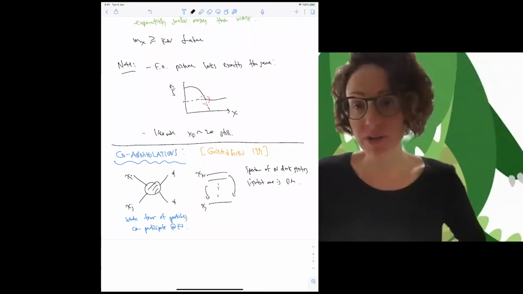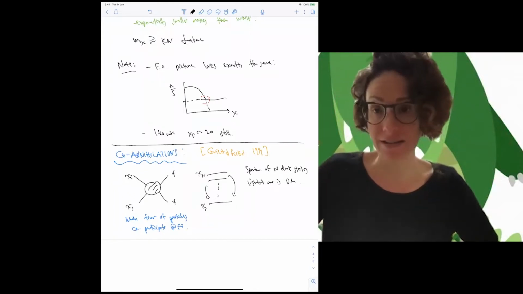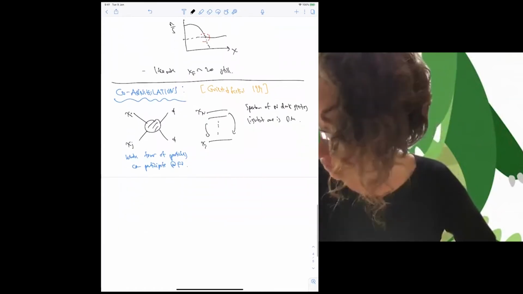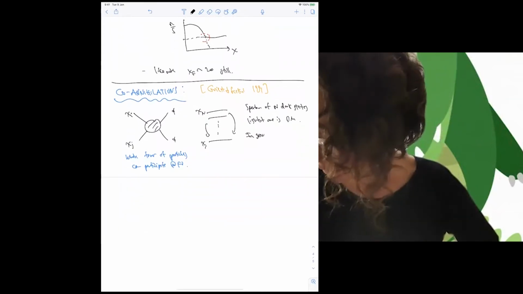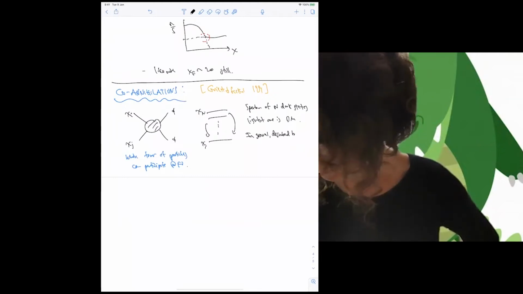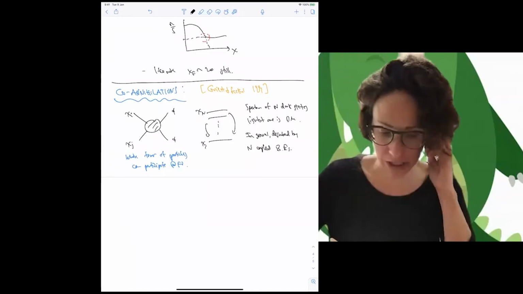Okay. Now, in general, if we wanted to properly solve this system, then we'd have to write down a set of n coupled Boltzmann equations for all of these particles in the tower. So in general, it is described by n coupled Boltzmann equations. Okay, BE is Boltzmann equations.